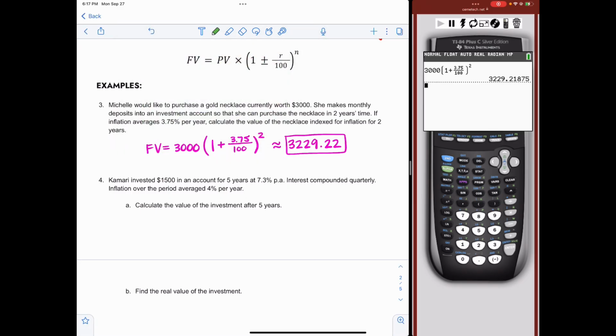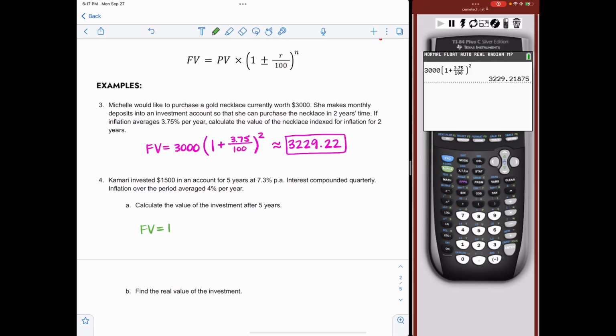Number 4, Kamari invested $1,500 in an account for 5 years at 7.3% interest rate compounded quarterly. Inflation over the period averaged 4% per year. So part A says to calculate the value of the investment after 5 years. So we want to find our final value.